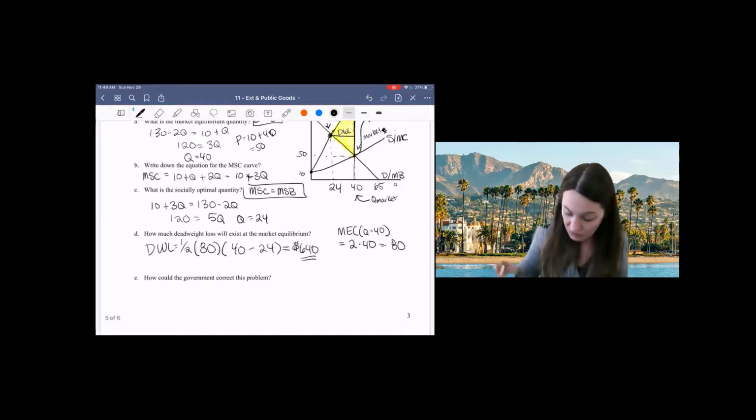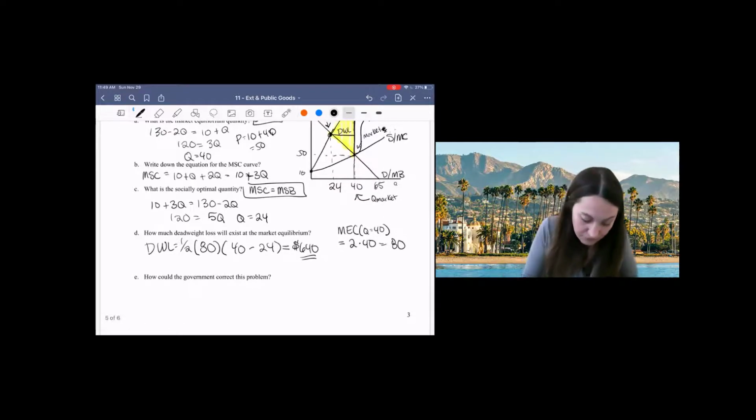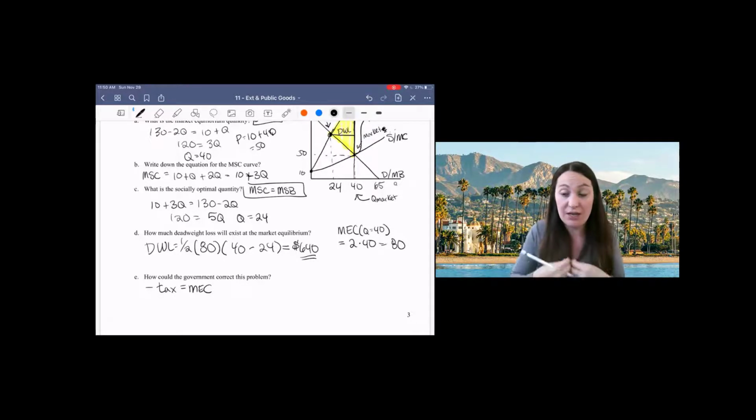So how could we do that? Well, we can have a tax on this product that is equal to the marginal external cost, right? So that's going to force the consumers and producers to take into account the actual cost of their actions.